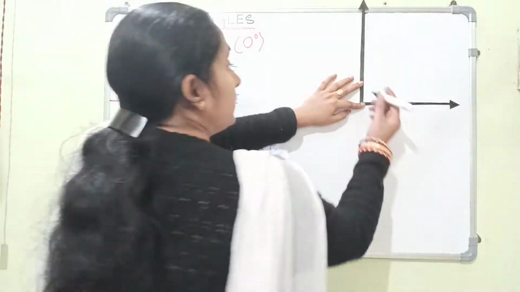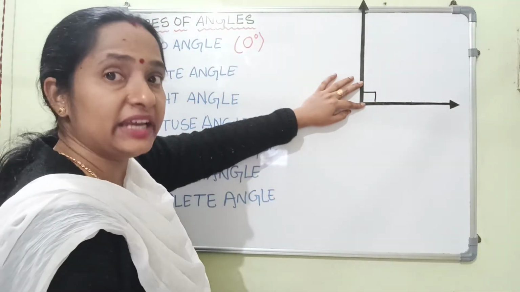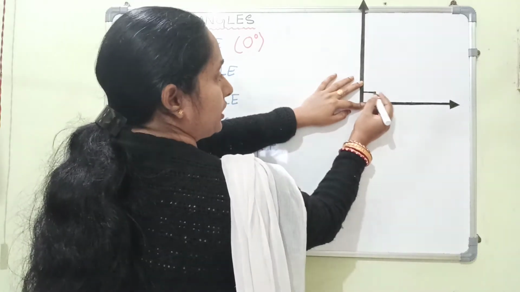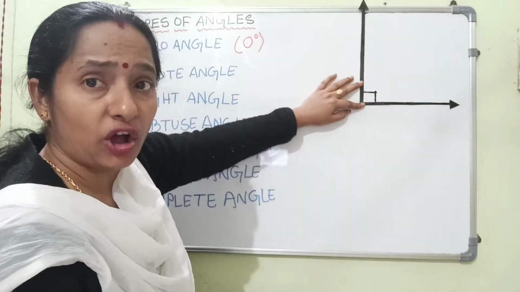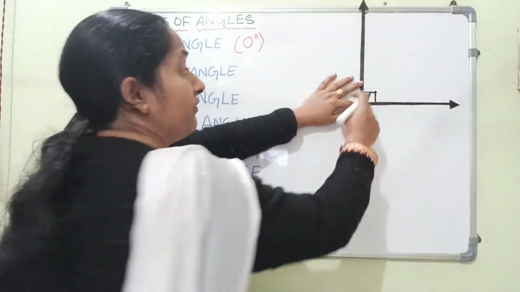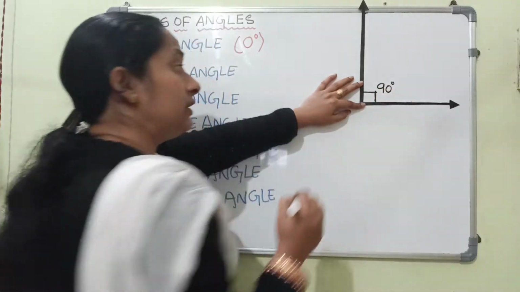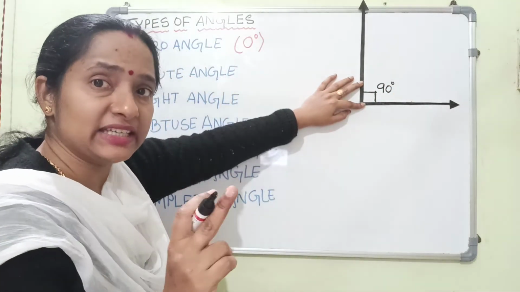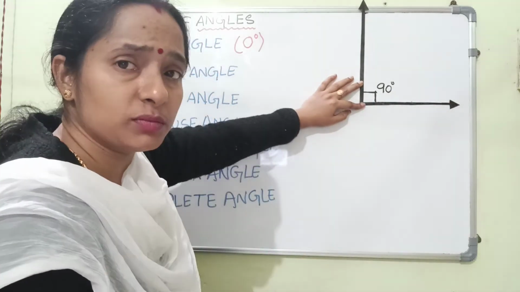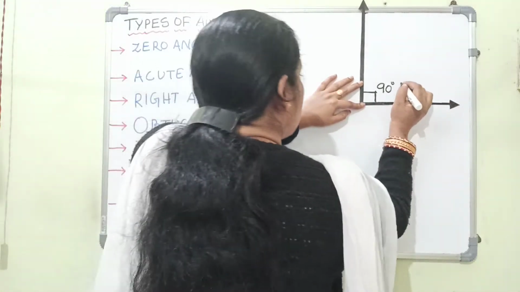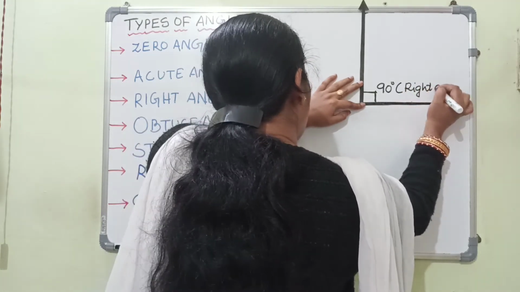So here the angle which is formed is a right angle. This will be denoted by this symbol here, and the measure of a right angle is how much? When it reaches 90 degree. So when the measurement of the angle is 90 degree, then the angle created between these two arms will be called a right angle.